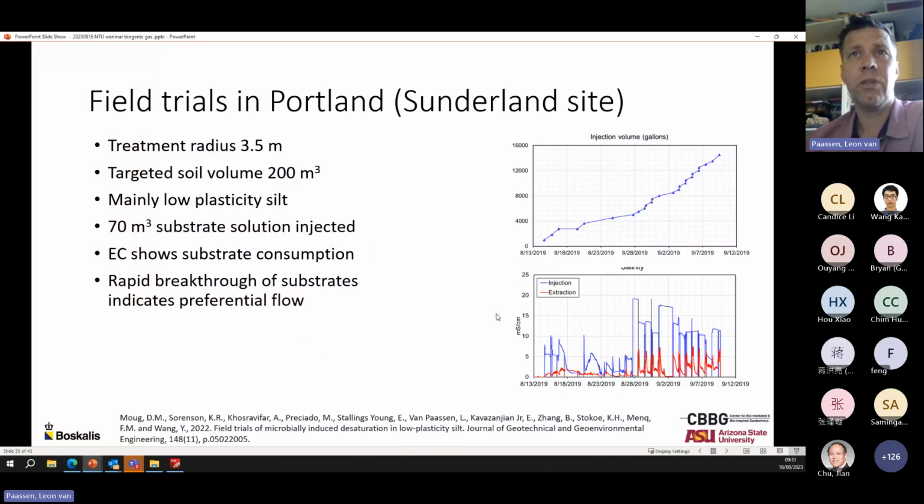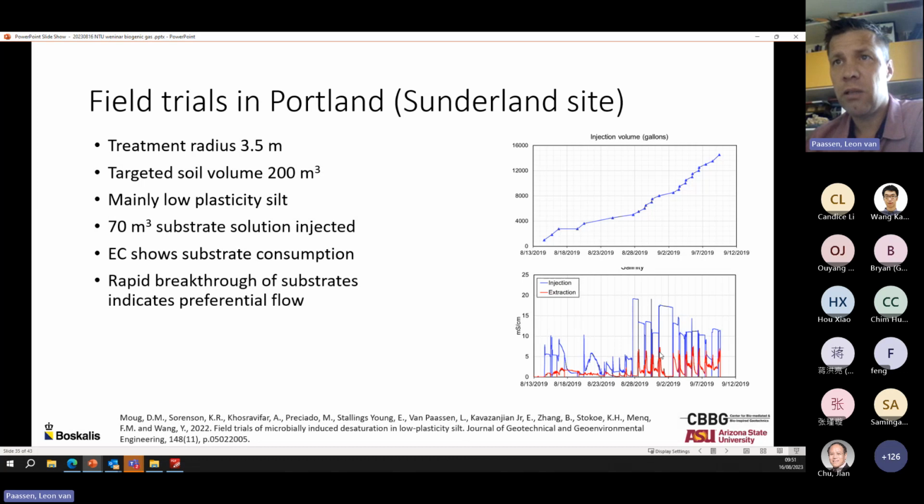Looking at those results, in total, we injected about 70 cubic meters of substrates into the ground, and we could follow the electrical conductivity. Here you can see the electrical conductivity of the injected liquids and the electrical conductivity of the extracted liquids, where you see the injection is much higher than extraction, which means that most of the nutrients injected are converted. We can actually do a mass balance to look at the difference to see how much of our substrates are converted and try to estimate and fit our numerical models which we're developing.